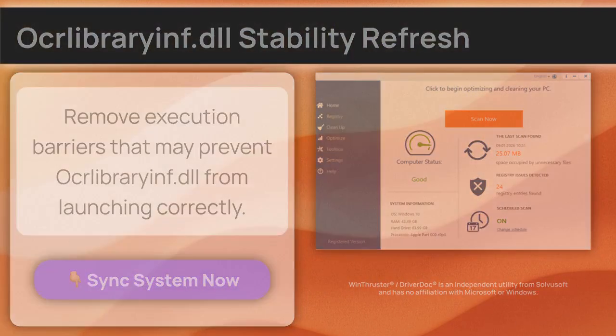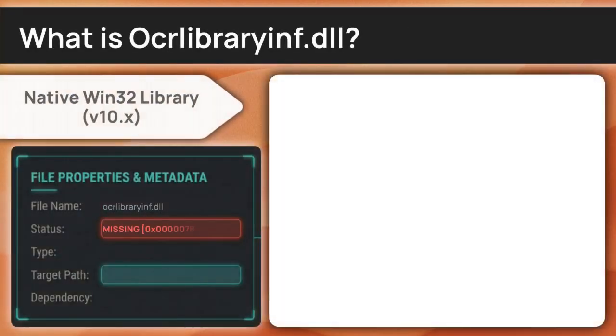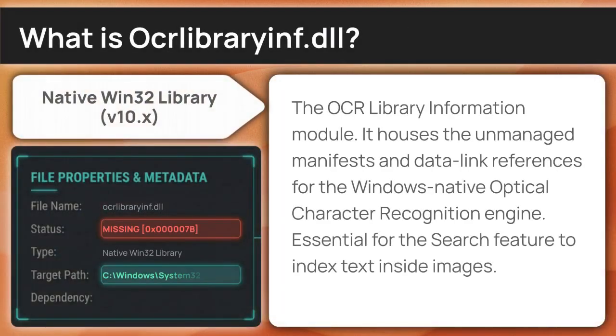This is the OCR Library Inf, the OCR Library Information module. It houses the unmanaged manifests and data link references for the Windows native optical character recognition engine, essential for the search feature to index text inside images. With that background out of the way, here is how we actually restore the missing component.